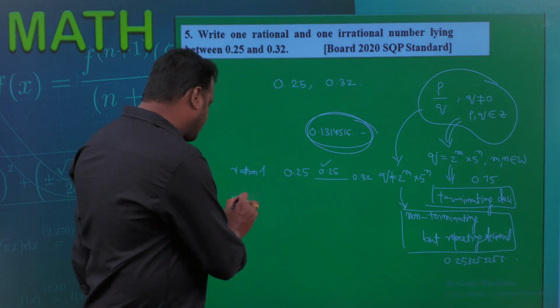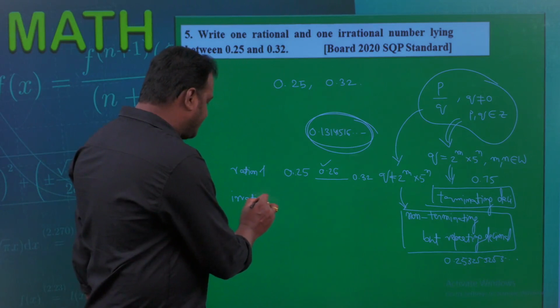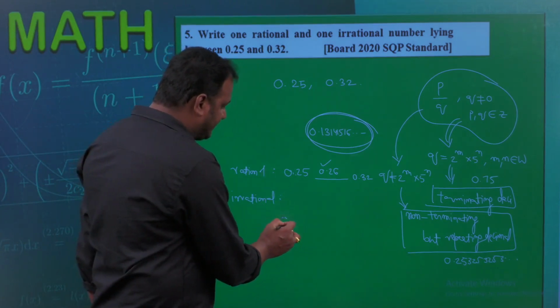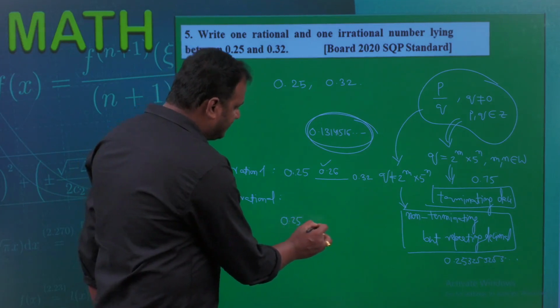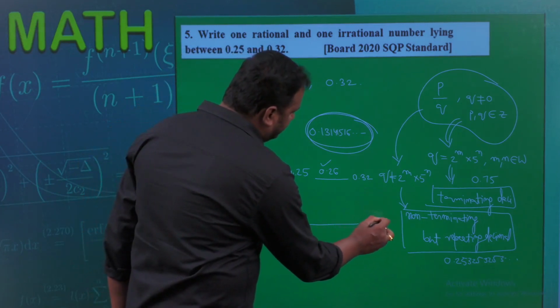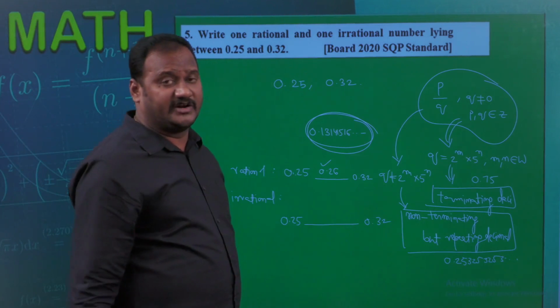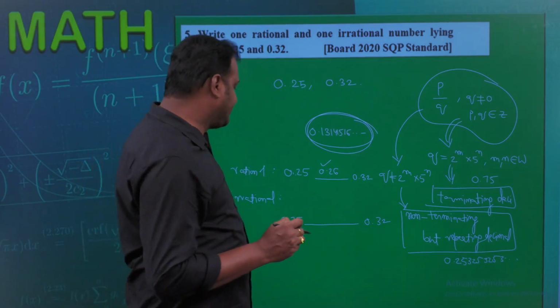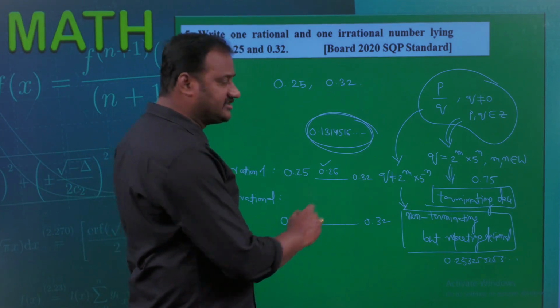Now I am going to write one irrational number between them. An irrational number is one that is neither terminating nor repeating. 0.25 is one number and 0.32 is another number. I just want to know what the irrational numbers between them are.